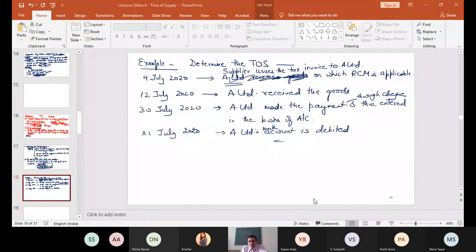Initially, the supplier invoices the goods in my name. After some days, I received the goods. After some days, I made the payment through check and made entry in my records. And on the very next day, after I made entry, the amount is actually debited.